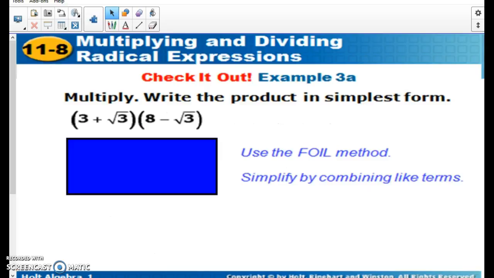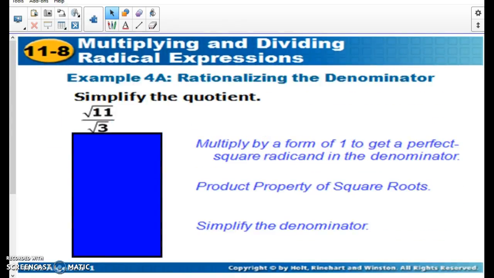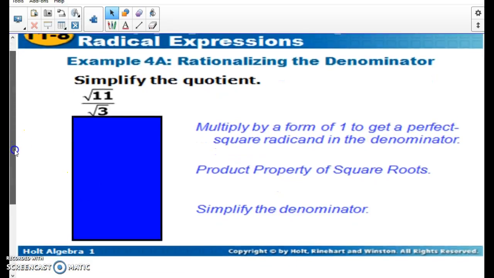And then the last kind of problem we have are division problems. Okay, and to solve division problems, we need to get rid of the square root on the bottom. And to get rid of the square root on the bottom, we need to make it a perfect square.